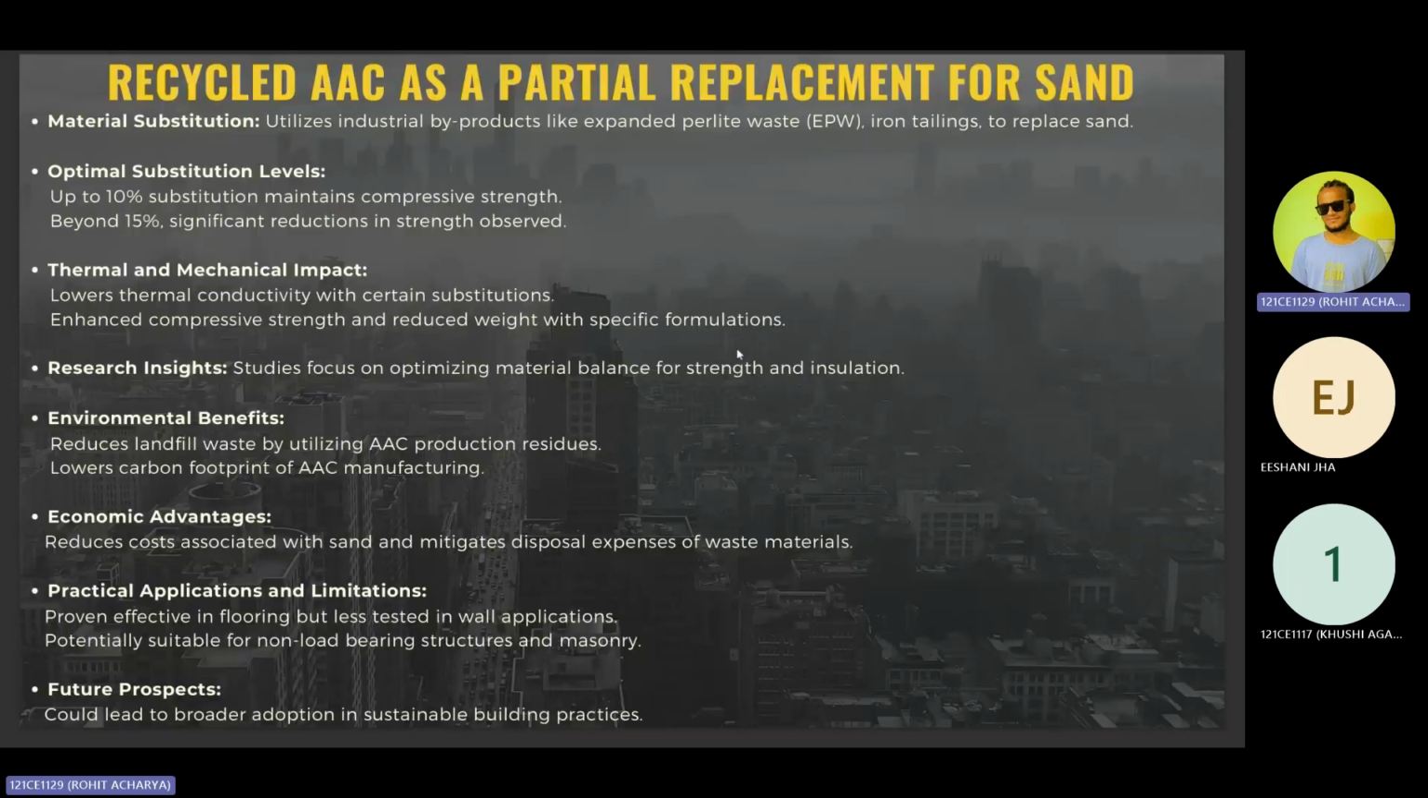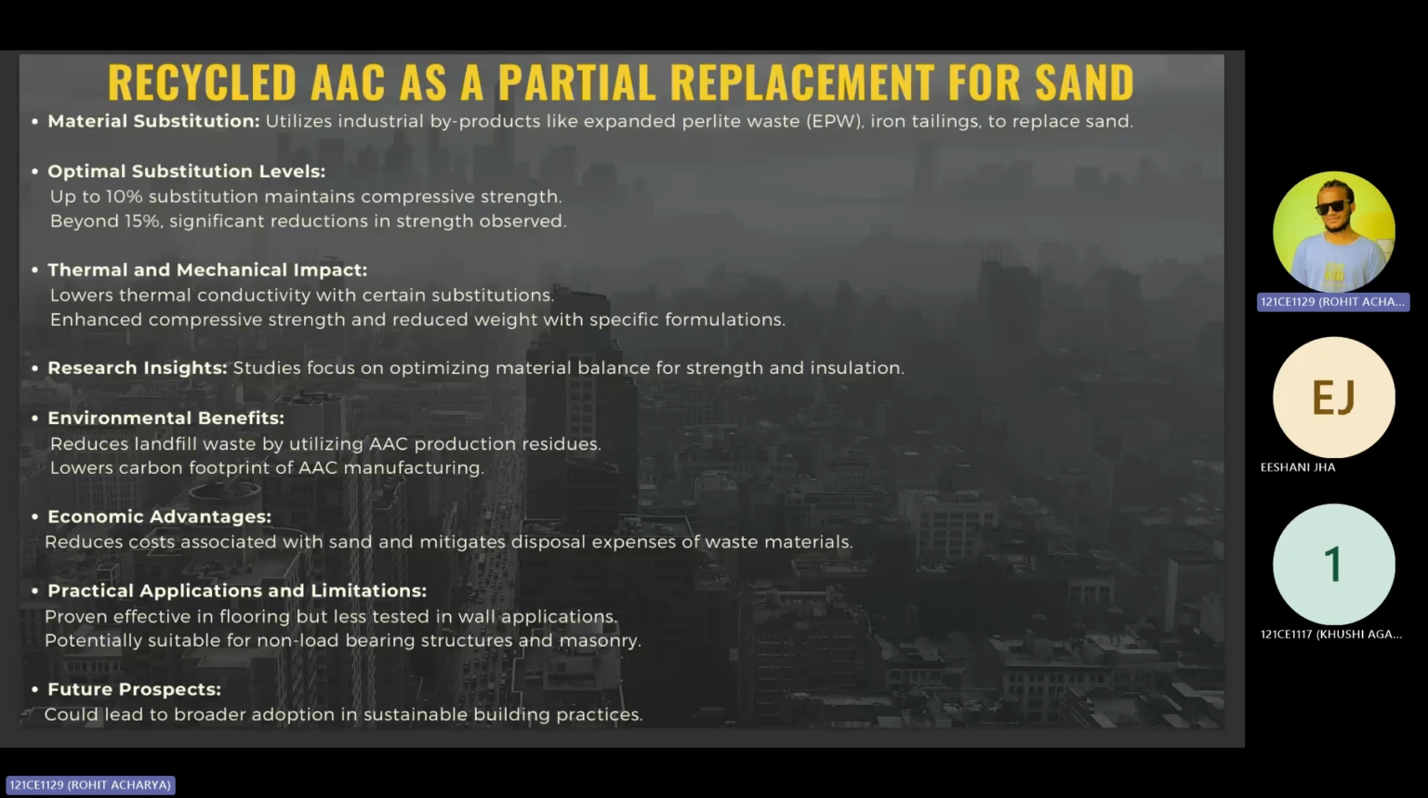Now moving on to the other research, what has been noticed is that recycled AAC works as a replacement for sand. In the pursuit of sustainability, one key innovation in AAC manufacturing is replacing traditional sand with industrial byproducts like EPW, expanded perlite waste, and also iron tailings. These materials are not just waste; they enhance AAC's properties and contribute to environmental conservation.